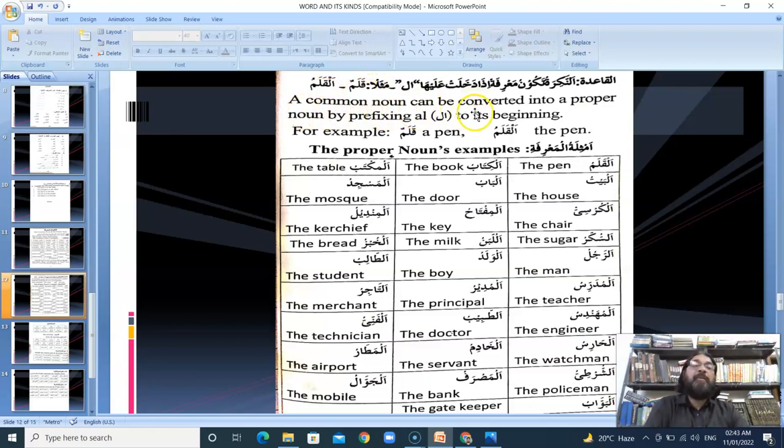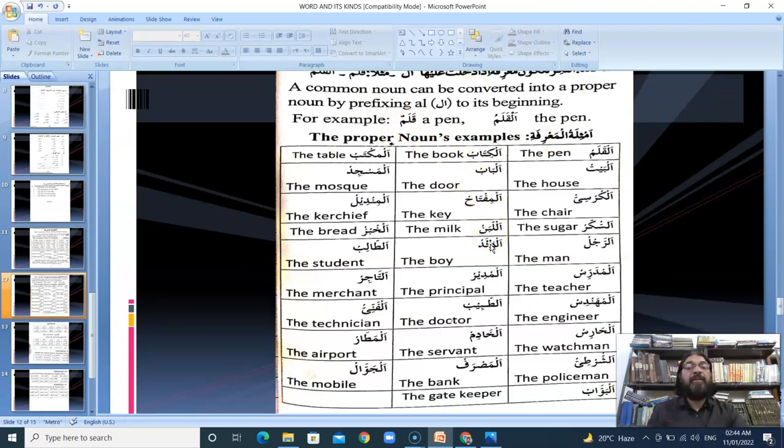A common noun can be converted into a proper noun by prefixing al, alif lam, to its beginning. For example, qalamun, a pen, al-qalamu, the pen. So this al-qalamu, this is the example of al-ma'rifa. Qalamun, example of an-nakira. So some more examples are given for the proper noun.